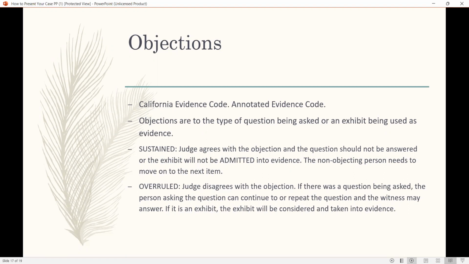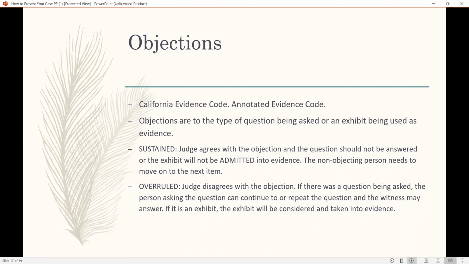If the objection is sustained, that means that the judge agrees with the objection and the question should not be answered, or the exhibit will not be admitted into evidence. That means that the non-objecting person needs to move on to the next item or the next question.